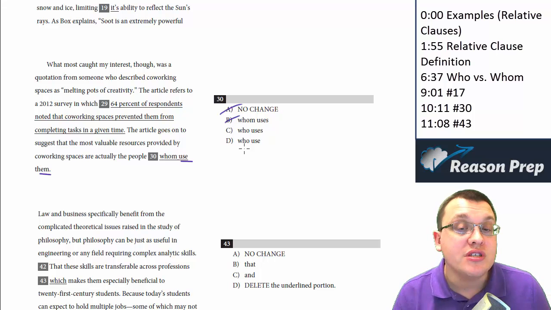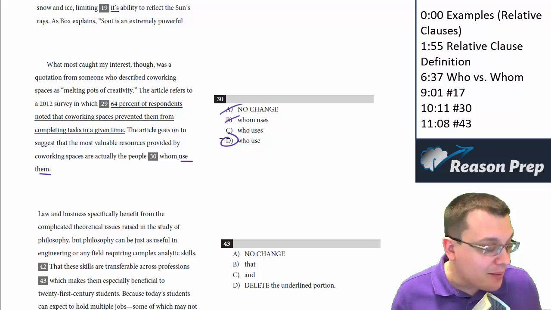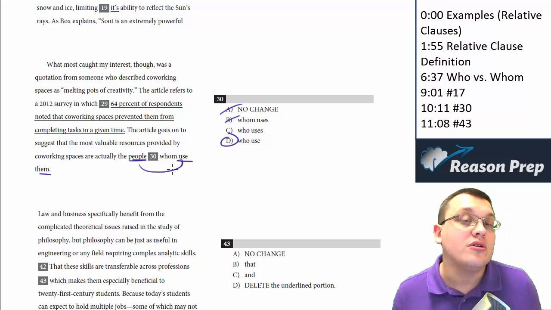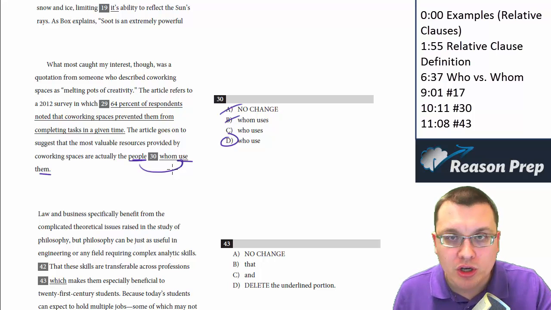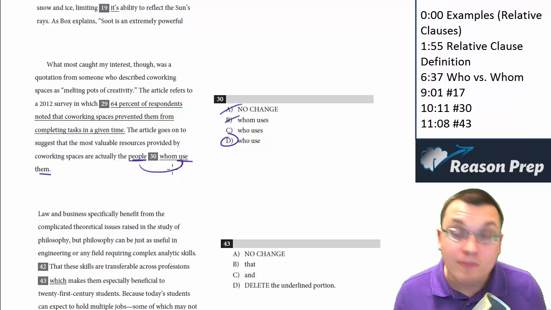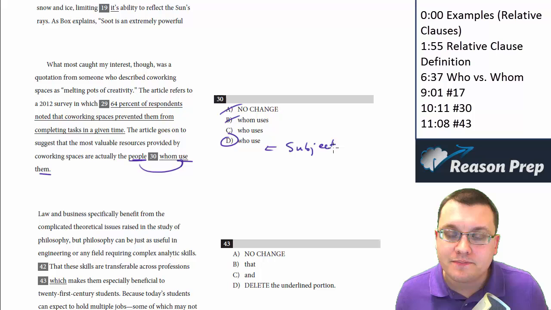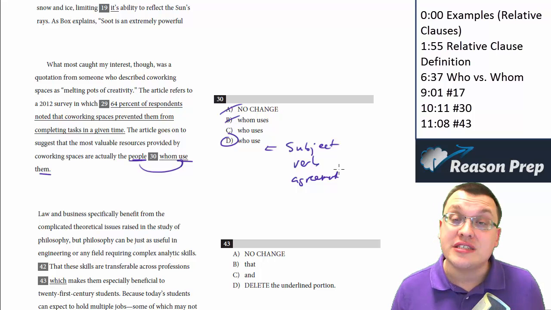Now, is it who uses or who use? We'll get into this when we go into subject-verb agreement, but it's going to end up being who use because we're talking about people. People is plural, so we would say people use them. So therefore, we would say people who use them. It all links together. So we'll talk about that when we get into subject-verb agreement. But for now, we know that who has got to be correct.